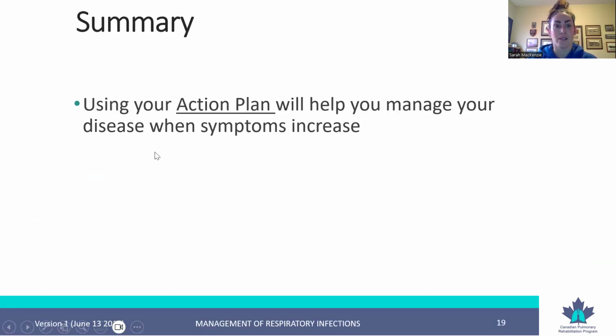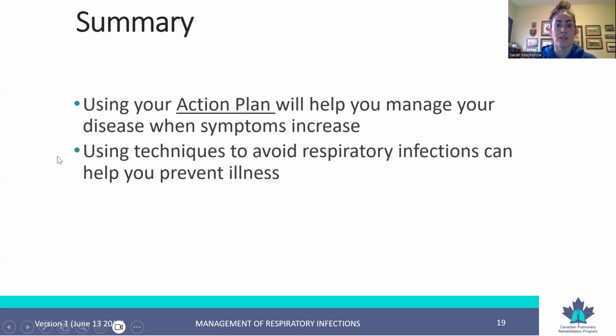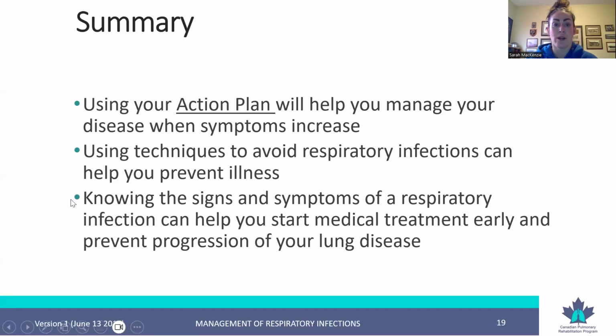So to summarize, using your action plan will help you manage your disease when symptoms increase. Use the techniques to avoid respiratory infections. This can help prevent you from getting sick in the first place and reduce the severity of your symptoms. Knowing the signs and symptoms of a respiratory infection can help you start medical treatment early and prevent progression of your lung disease.